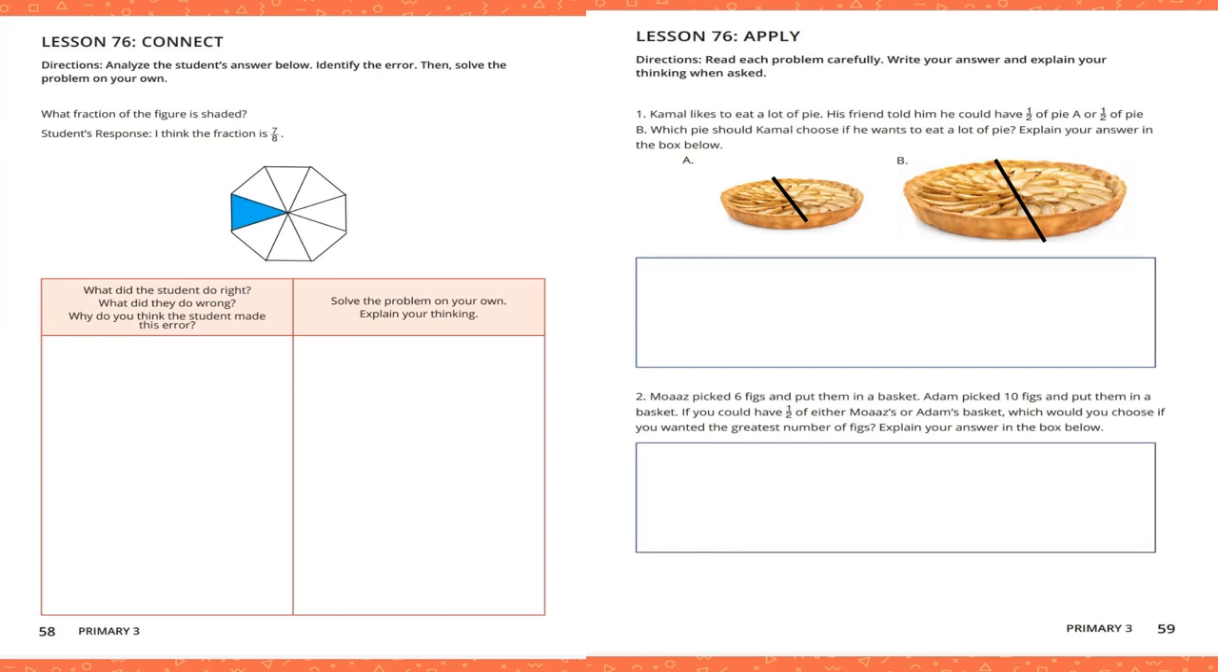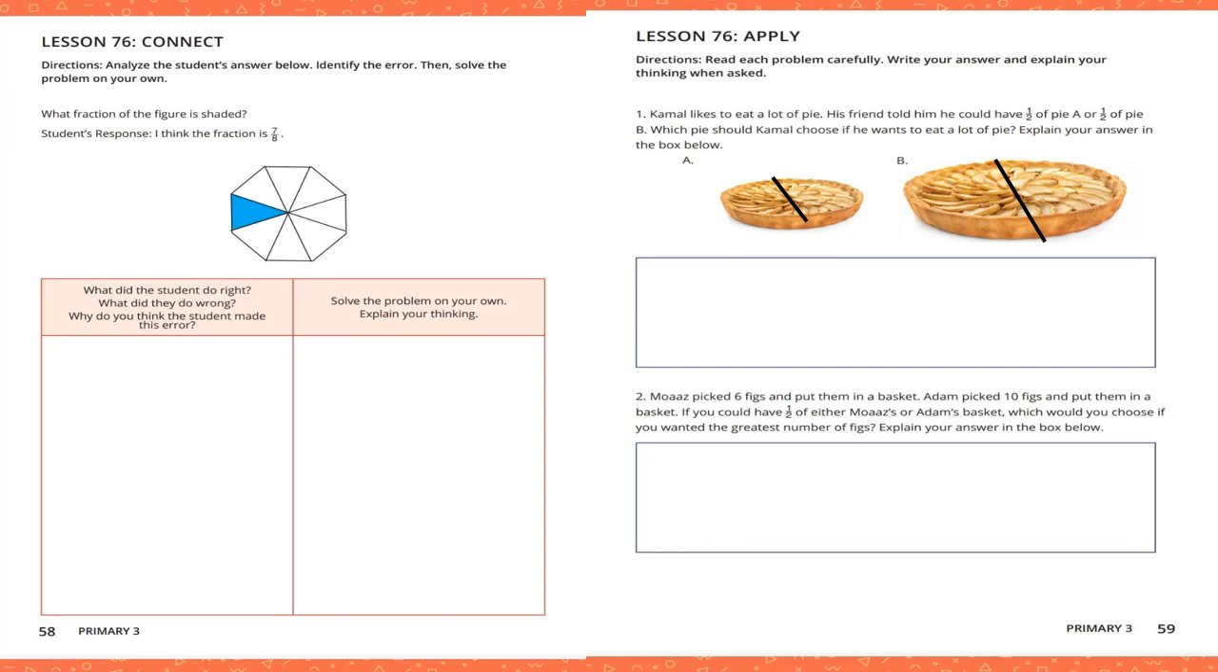Lesson 76, the connect part. Analyze the student's answer below. Identify the error, then solve the problem on your own. What fraction of the figure is shaded? Shaded means colored. What fraction of colored parts? The student's answer: I think the fraction is 7/8. Is it right? The colored parts here, 7/8?